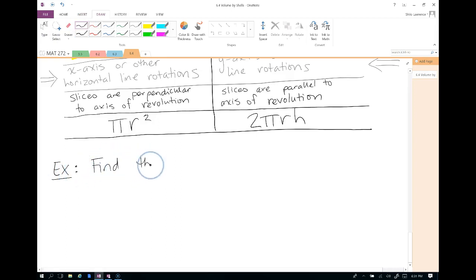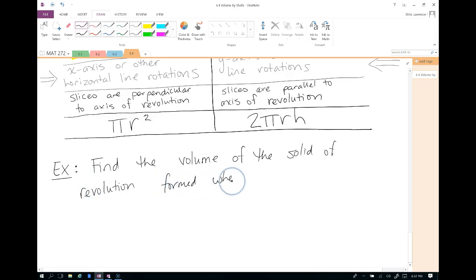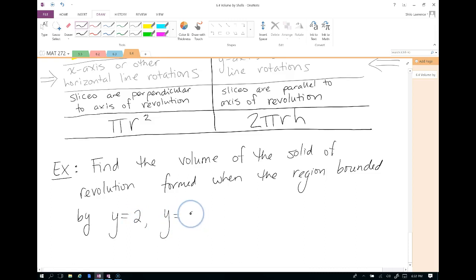We're going to find the volume of the solid of revolution that's formed when the region bounded by y equals 2, y equals x squared plus 2, and x equals 1 is revolved about the y-axis.